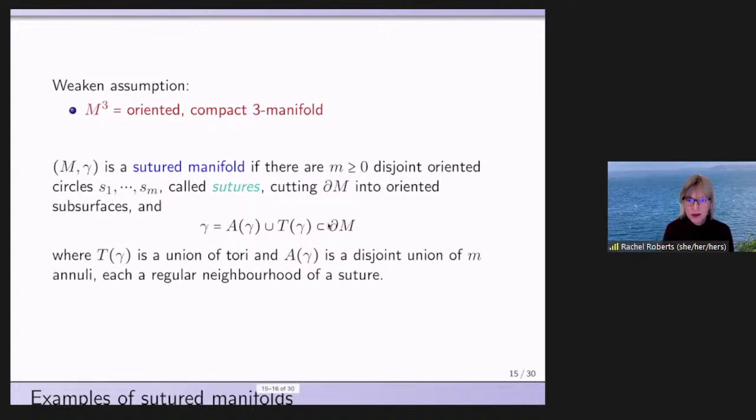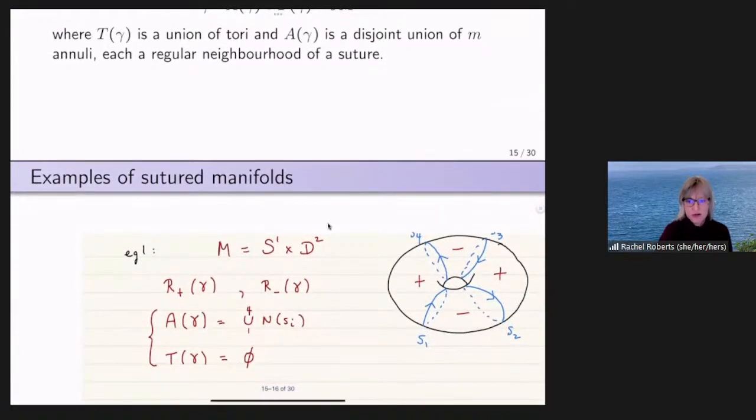If we think about a boundary component, it might contain some collection of disjoint oriented simple closed curves, and these are called sutures. So the extra information you have is you begin with your three-manifold M, and then gamma is just the disjoint union of regular neighborhoods of the sutures, together with some collection of torus boundary components of boundary M. So A of gamma could be empty, T of gamma could be empty, gamma could be empty, and various combinations of empty, non-empty are possible. So a sutured manifold, you just think about your manifold with some collection of boundary components, and then some collection of simple closed curves.